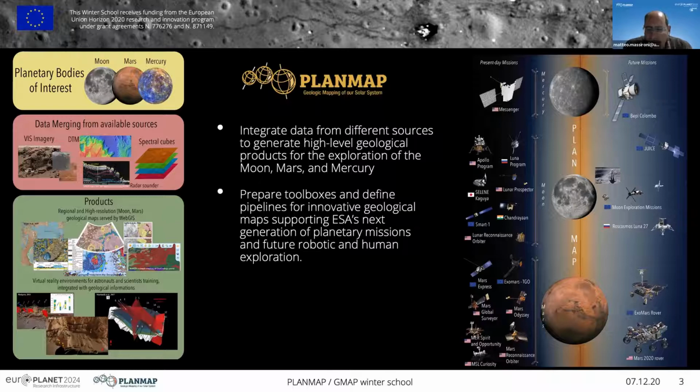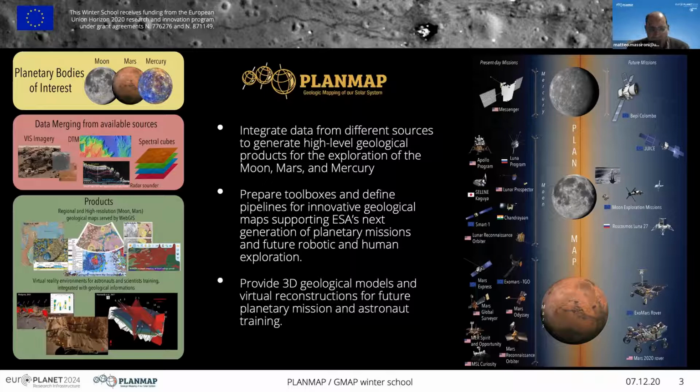We also had to prepare the toolboxes and some pipelines to produce these new maps and derived products, in order to use them for future robotic and human missions and fill the ESA database. And then we would like to provide 3D geological models and virtual reconstructions, which will be the subject of the Cassini meeting.